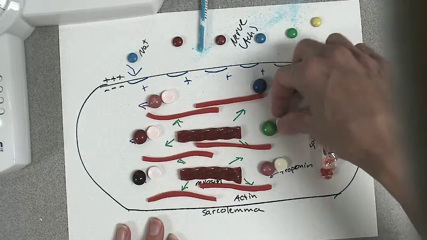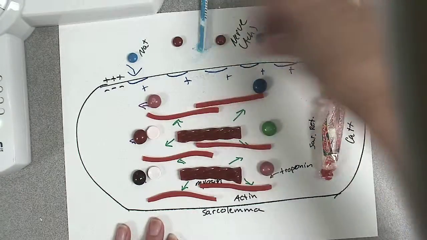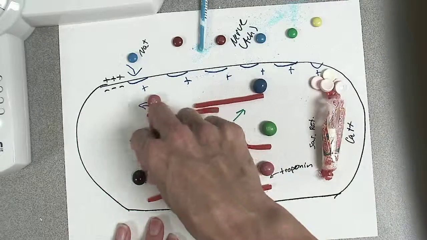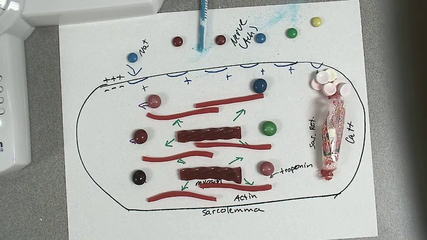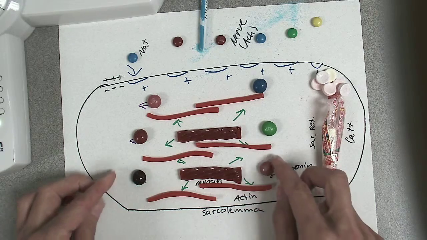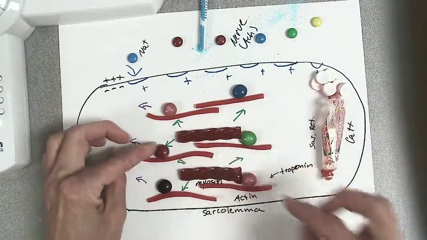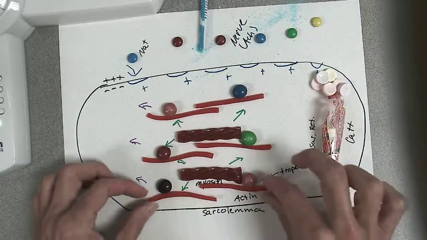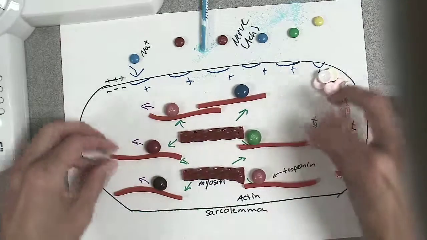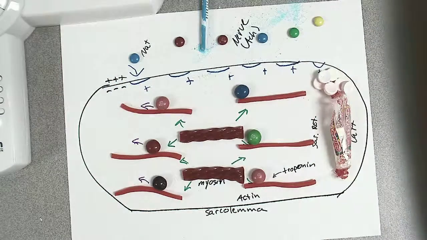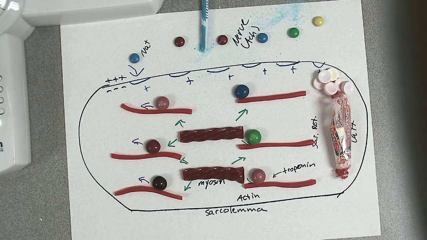So notice my H zone has disappeared. My A band has not changed. My I band has gotten smaller, and my Z lines have come together. So the entire muscle sarcomere has shortened, and you have sarcomeres laying end to end to end to end down this fiber, which causes the entire muscle to contract.